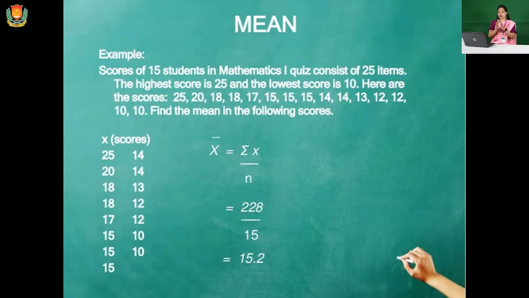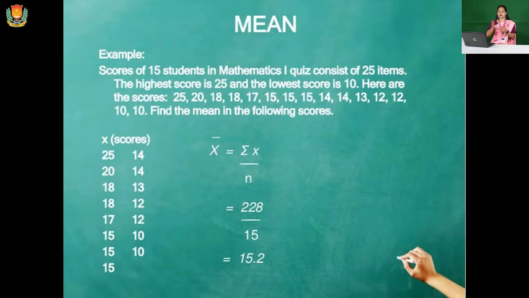So the next one is an example I have given over here: the scores of 15 students in a mathematics quiz consisting of 25 items. The highest score is 25 and the lowest score is 10, so we have the range of 10 to 25. Here the scores are 25, 20, 18, 18, 17, and so on. We have the marks of the students, and the following students have secured all these scores.